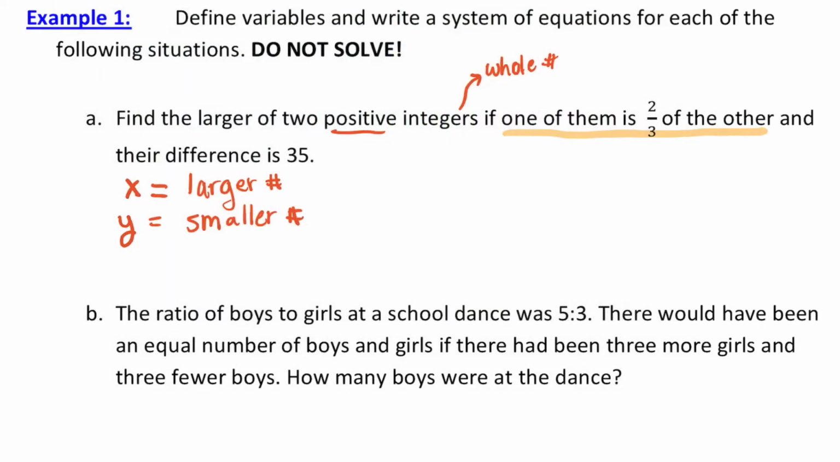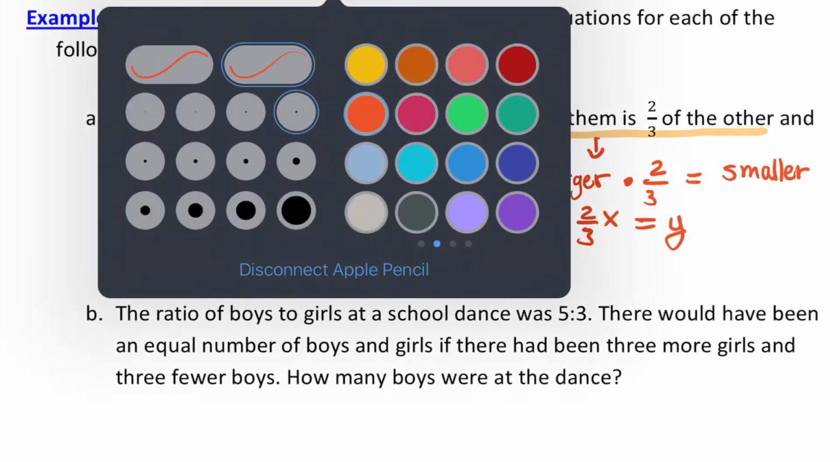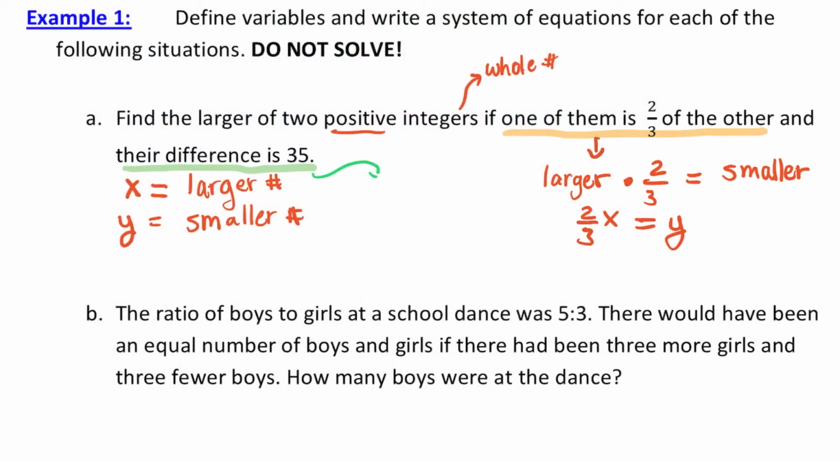One fact that I have is one of these numbers is 2/3 of the other, and the difference between them is 35. So let's start with that. One of the numbers is 2/3 of the other. So if you think about multiplying something times 2/3, it makes it smaller. So if I take my larger number times 2/3, it should equal my smaller number. So my larger number is X times 2/3 equals Y would be one equation that would work for that.